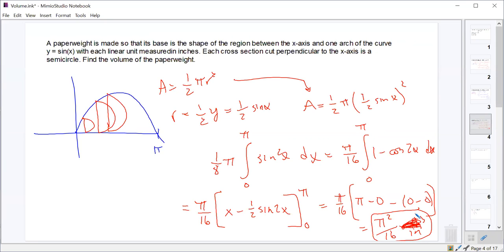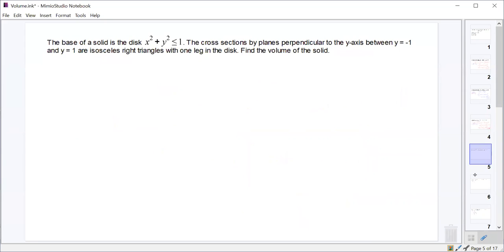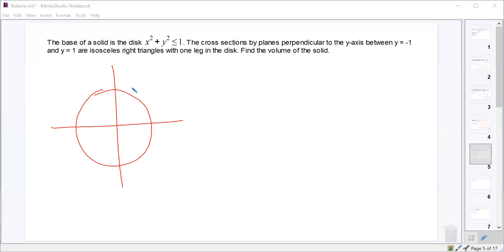All right, everyone's good with these? Yeah? We'll do one more of these. Sounds good. All right. So we've got the base of a solid is this disk that is x squared plus y squared is less than or equal to 1. So it's just the circle with the radius of 1. And the cross sections are perpendicular to the y-axis now. And they are isosceles right triangles with one leg in the disk.